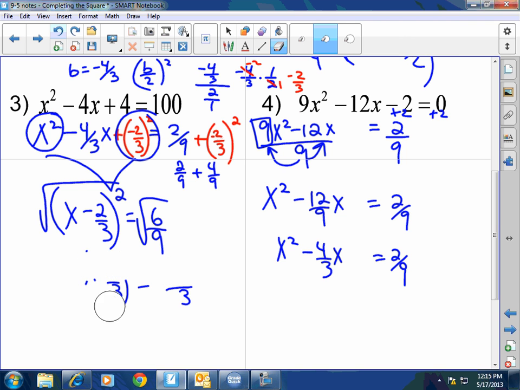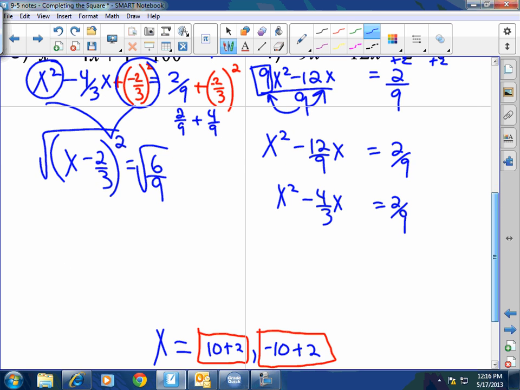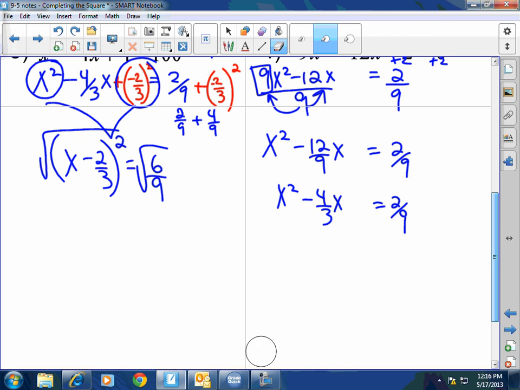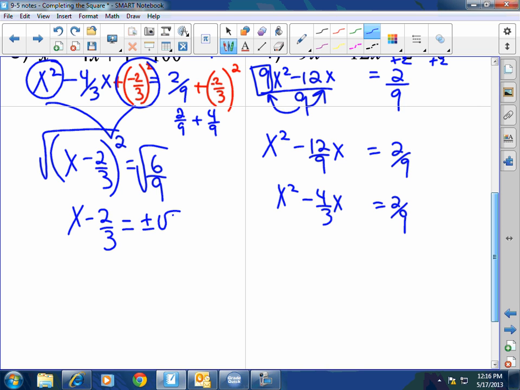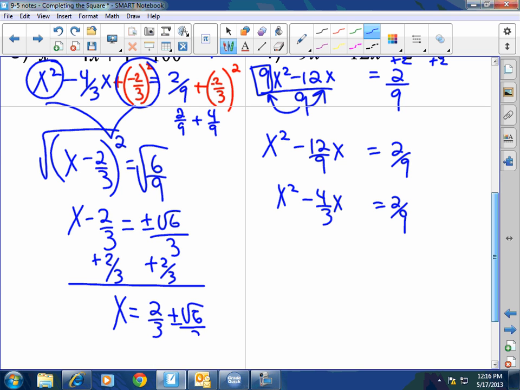I just had a huge brain block. I already squared it. Pay attention. Let me erase this down here. I already squared it. Sorry about that. X minus 2 thirds equals plus or minus square root of 6 over 3. Add the 2 thirds to both sides. X equals 2/3 plus or minus the square root of 6 over 3.